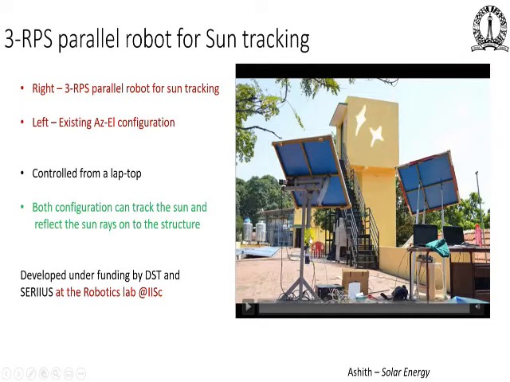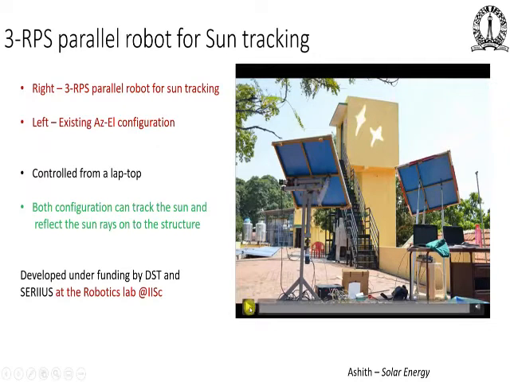There is a motor which is vertical, so it gives the motion about this vertical axis. Then there is another motor which gives the elevation. So this is called the azimuth elevation configuration. By rotating these two motors properly, I can make sure that the reflected beam from the sun, as the sun moves across the sky, is always on this receiver.